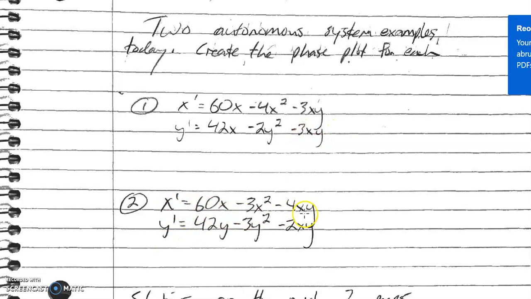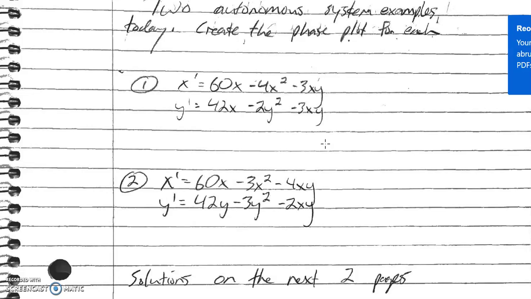This one is almost the same, except for these two pieces. I guess I switched these with those coefficients, right? So it does make a significant change for the phase plot, but I want you to do them both individually. I have the solutions on the next two pages, so you should pause, and then I'll go through each solution set.